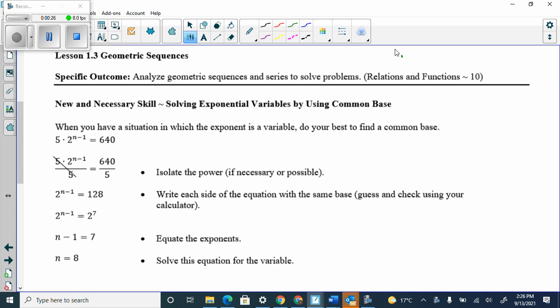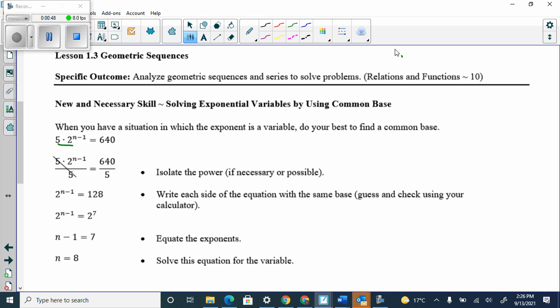When you're in a situation where the exponent is a variable, you're going to do your best to find common base. The first thing we're going to do, I'm just going over this, you don't have to write it, it's in your notes, is say you have 5 times 2 to the n minus 1. What you will not do is multiply those. You can't because the 2 has an exponent. So you won't go 10 to the n minus 1. That's the biggest error that happens.